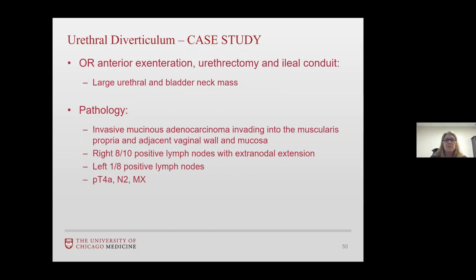So she went to the operating room for an anterior exenteration with urethrectomy and ileal conduit, and it showed this large urethral and bladder neck mass, which again was that mucinous adenocarcinoma invading into the muscularis propria and the adjacent vaginal wall and mucosa. Unfortunately, she also had lymphadenopathy in the pelvic lymph nodes, so she was pT4a.